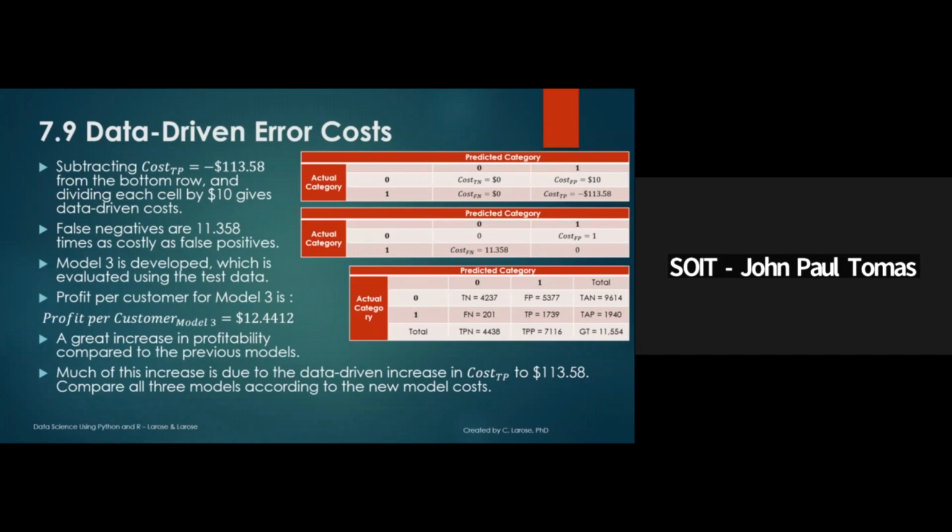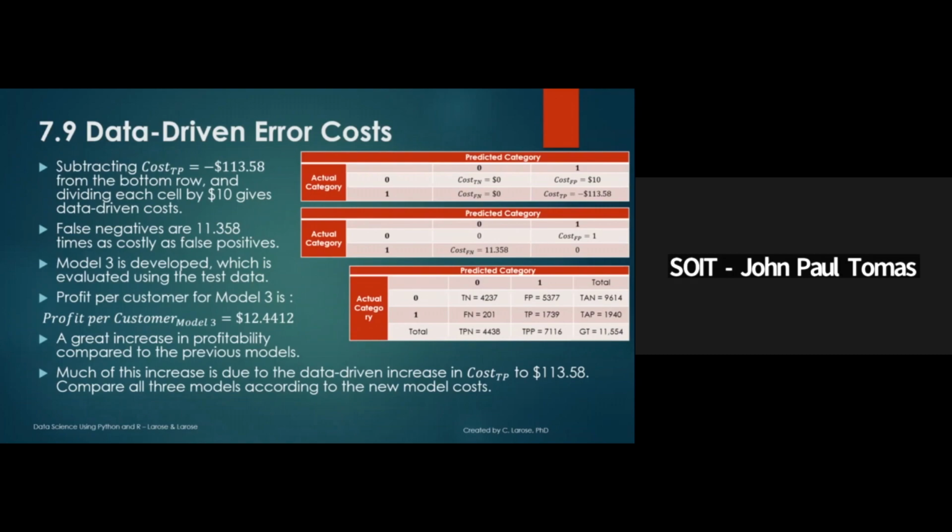So again, all you have to do is to get the totals, just add them all up based on columns and rows and so on. As you can see, the false negatives are actually 11.358 times as costly as the false positives. So Model 3 is developed, which is evaluated using test data. The profit per customer for Model 3 is around $12.4412. That will be for your Model 3.